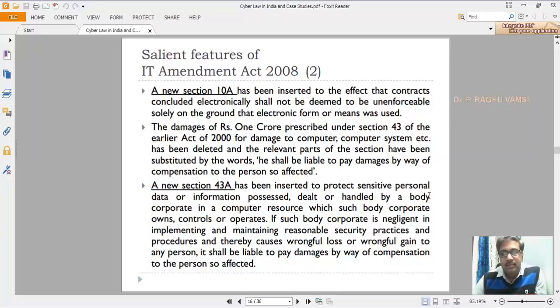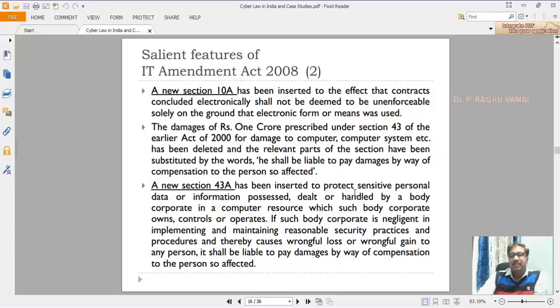The damages of rupees 1 crore prescribed under section 43, that is, what is section 43? Tampering of the data, tampering of computer, or damaging the computer. Of the earlier Act 2000, for damage to computer system, etc., has been deleted, and the relevant parts of the section have been substituted by the words he shall be liable to pay damages by way of compensation to the person so affected. That means a computer may be of 20 or 25,000 rupees.